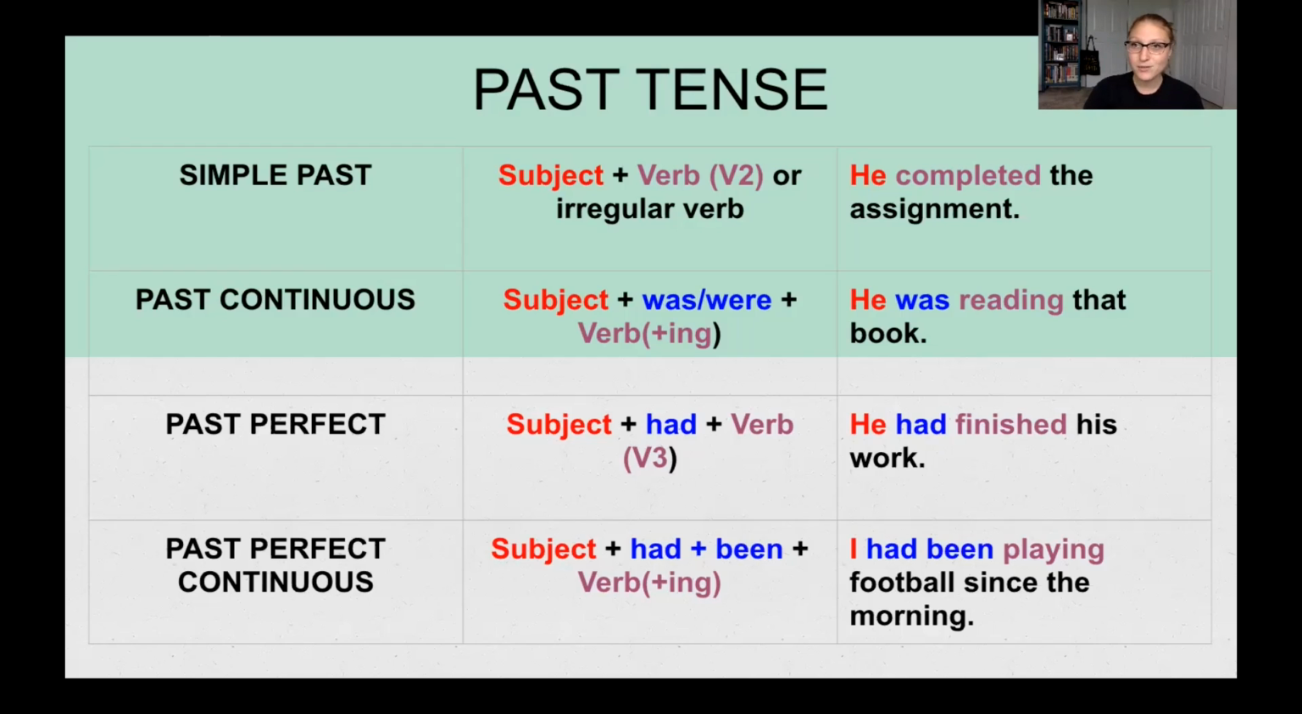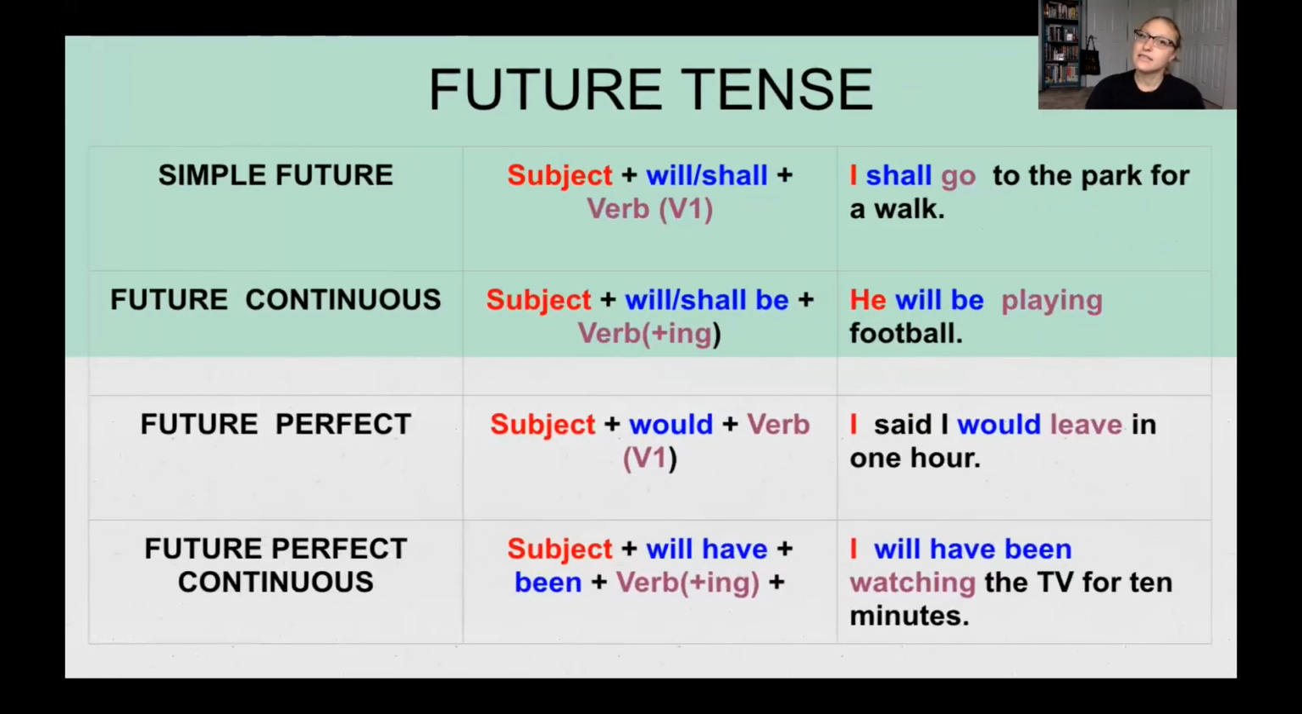Alrighty, now that we're done with past tense, let's focus on the future. So, again, we have a very similar type of pattern in our tenses. We start out with simple, moving into continuous, moving into perfect, and then moving into perfect continuous. Something very important for us to notice. All right. Now, what we're going to go over is future simple.